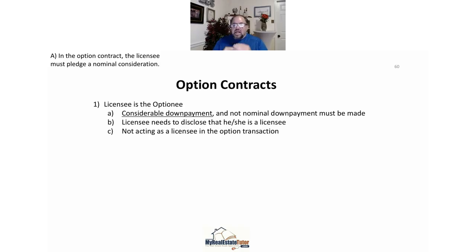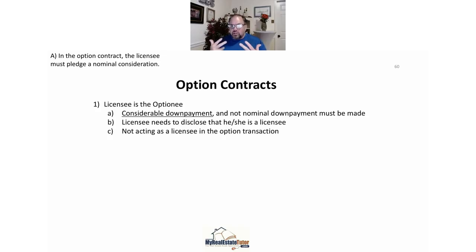I'm licensed. And you also have to disclose that you are not acting as a licensee in the option contract. In other words, there is no relationship that I'm granting to look out for you. I have a vested interest in the property as a principal. Although I'm licensed, I'm not playing a role as a licensee. I am an actual optionee. I'm purchasing the property for me.